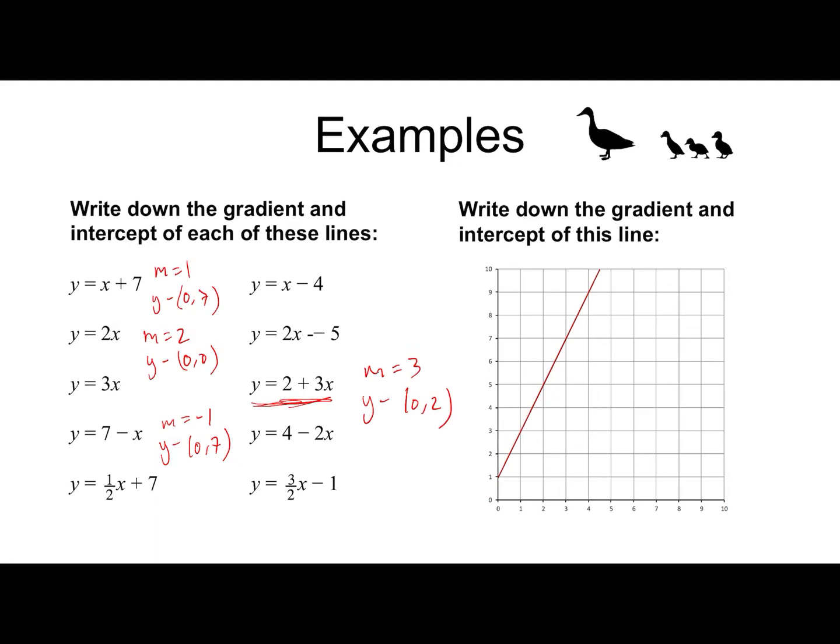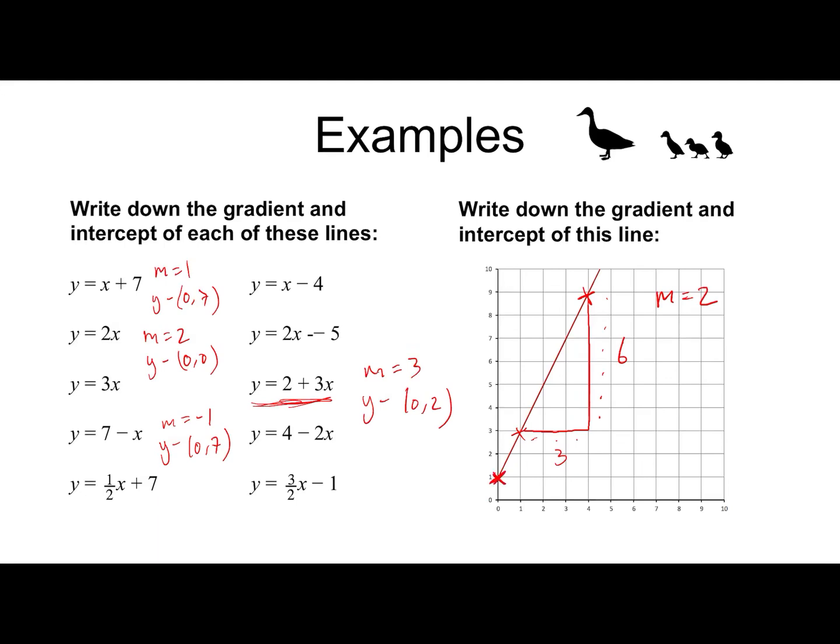Okay. Now, what we can do is, if we're shown a graph, we can work out what its equation is by first of all finding the gradient. So let's pick two sensible points and let's work out what the gradient is. Rise is 1, 2, 3, 4, 5, 6. Run is 1, 2, 3. So the gradient is equal to 2.